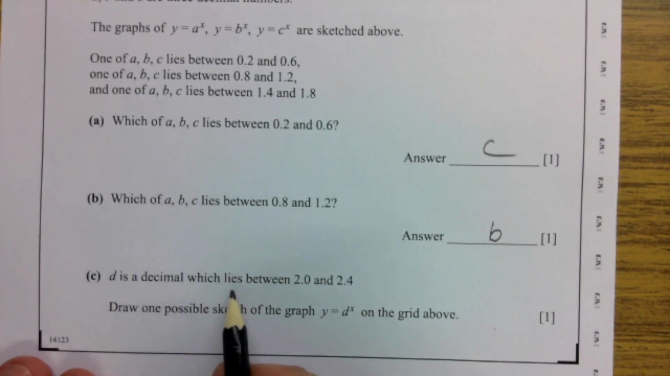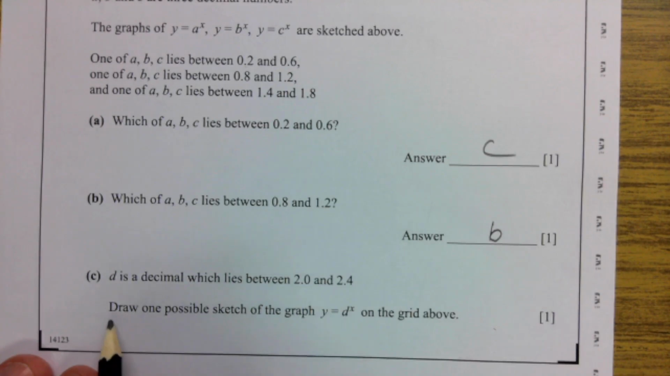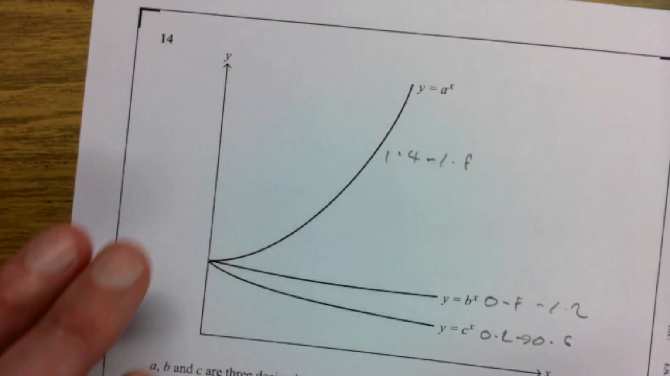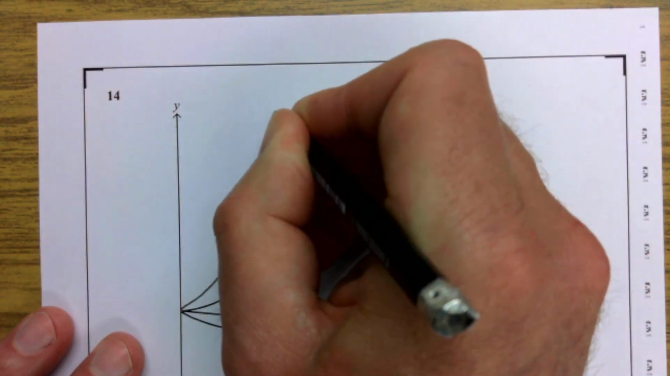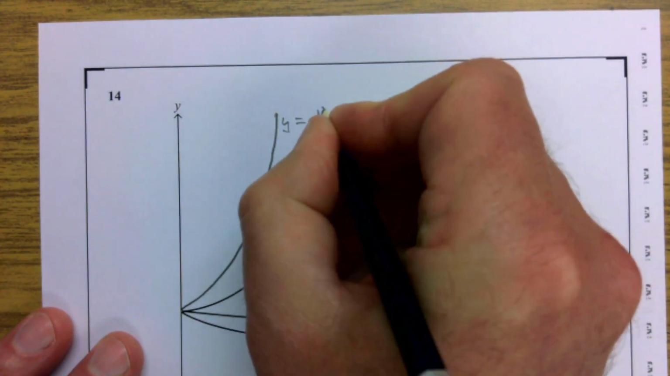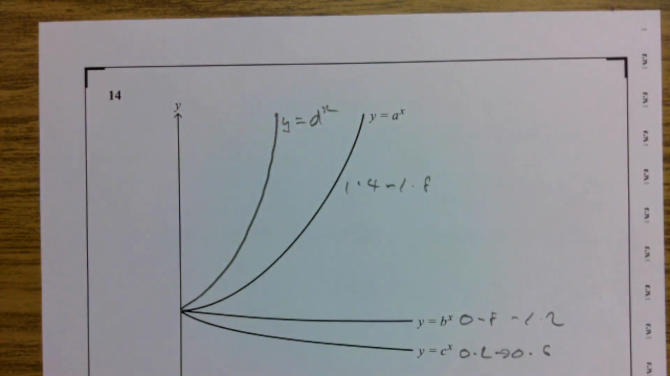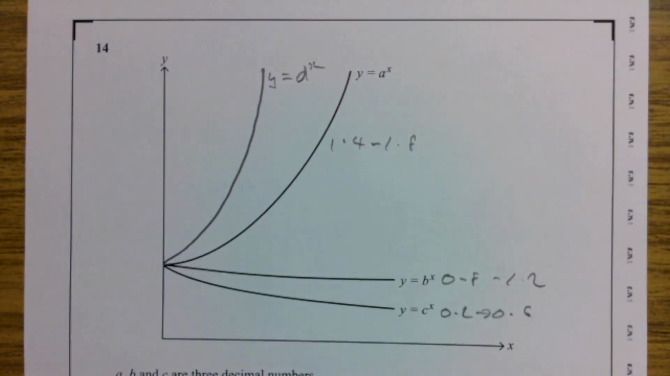And then D is a decimal which is between 2 and 2.4, so that's bigger than them all. Draw one possible sketch of y equals d to the x on the grid above. So because it's bigger than them all, we just go steeper. And that then will be our y equals d to the power of x. Quite an unusual question that, but if you understand your powers of numbers, then it should be okay.